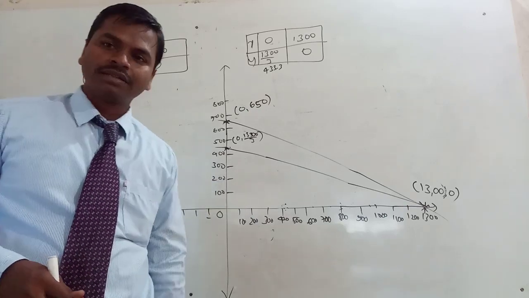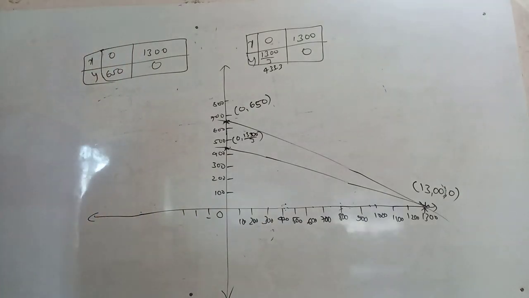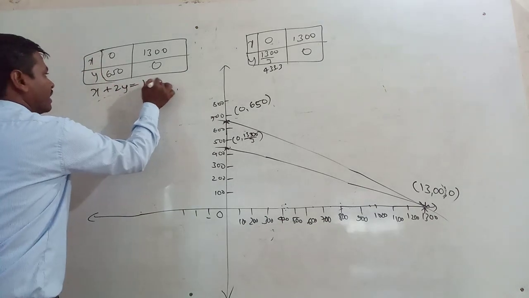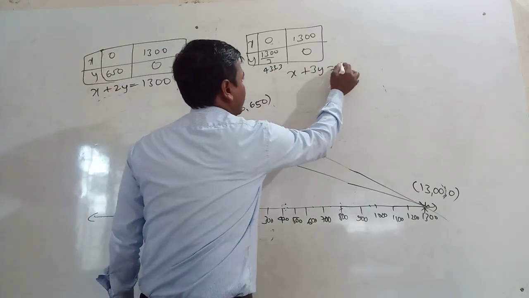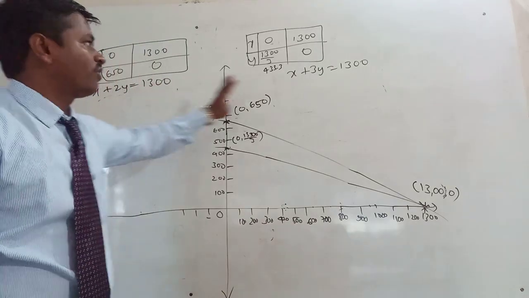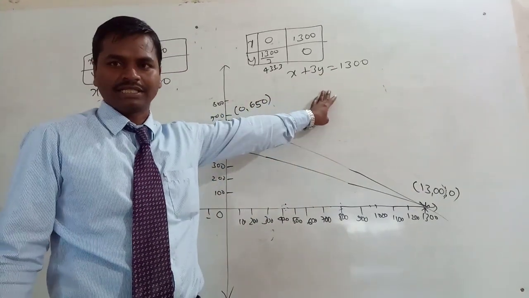Sir, explain this one more time, sir. First, what are the equations we got here? X plus 2y equal to 1300 we are getting here. Second equation is x plus 3y equal to 1300. Those are the algebraic forms of the two equations.